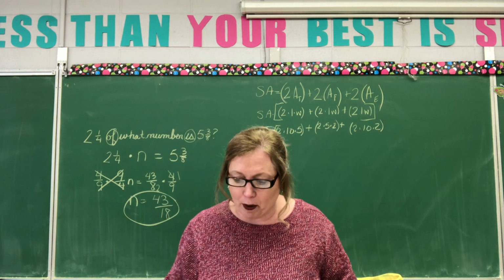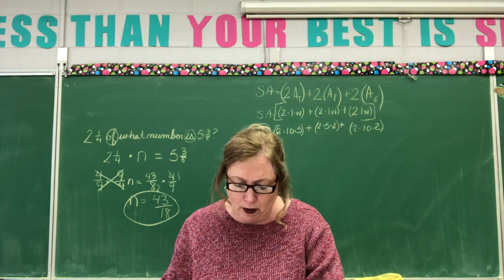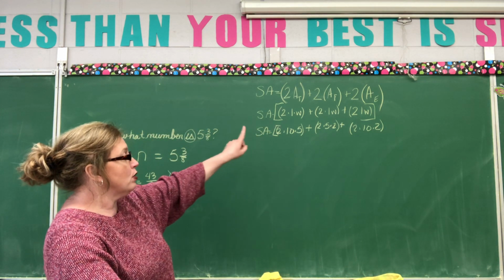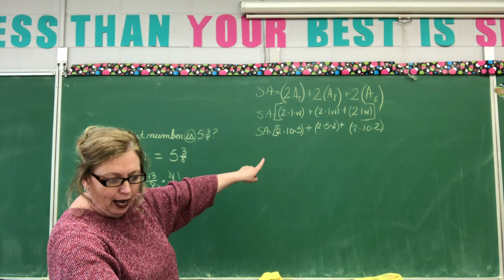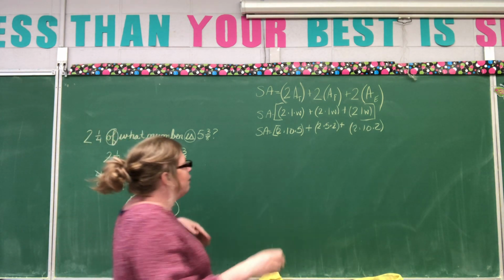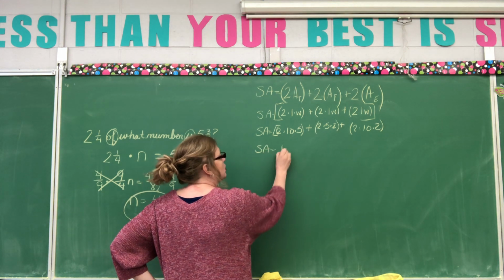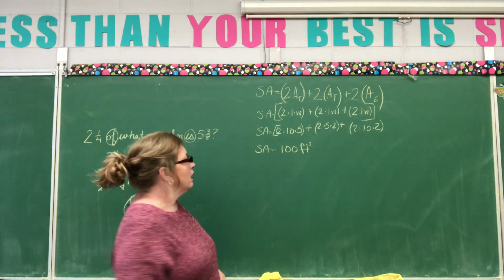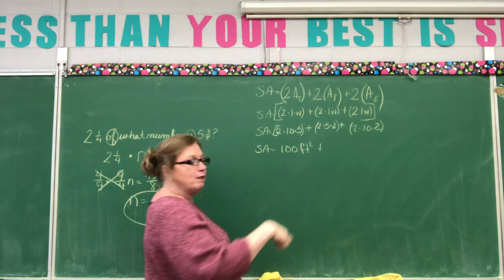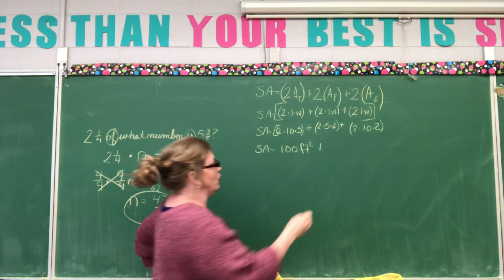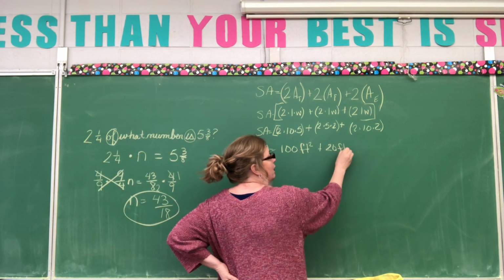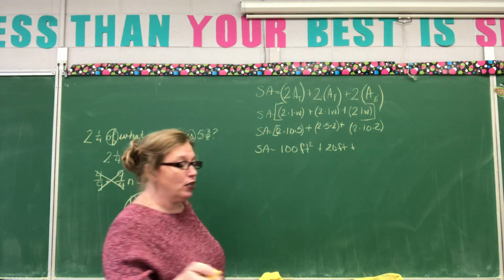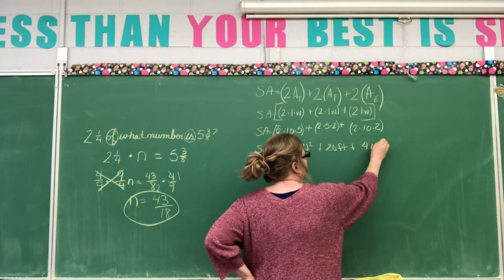Let's go back and look at our problem again then. Okay, so now we're going to simply multiply all of this out. So we're going to say 2 times 10 is 20, and we have 20 times 5, which is 100. So this is 100 square feet. Okay, the next one is 2 times 5, which is 10, and 10 times 2 is 20 square feet. The last one is 2 times 10, which is 20. 20 times 2 is 40 square feet.